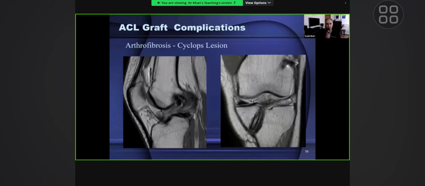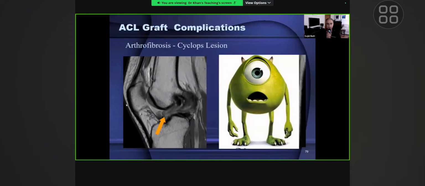And you will end up with fibrosis present in the anterior aspect of the intercondylar notch, which is called the Cyclops lesion. Normally you will see at least some fibrosis. It's very common to see that anterior to the ligament fibers, but once this becomes hypertrophied, then that becomes symptomatic and the patients will have pain in the front of the knee joint.